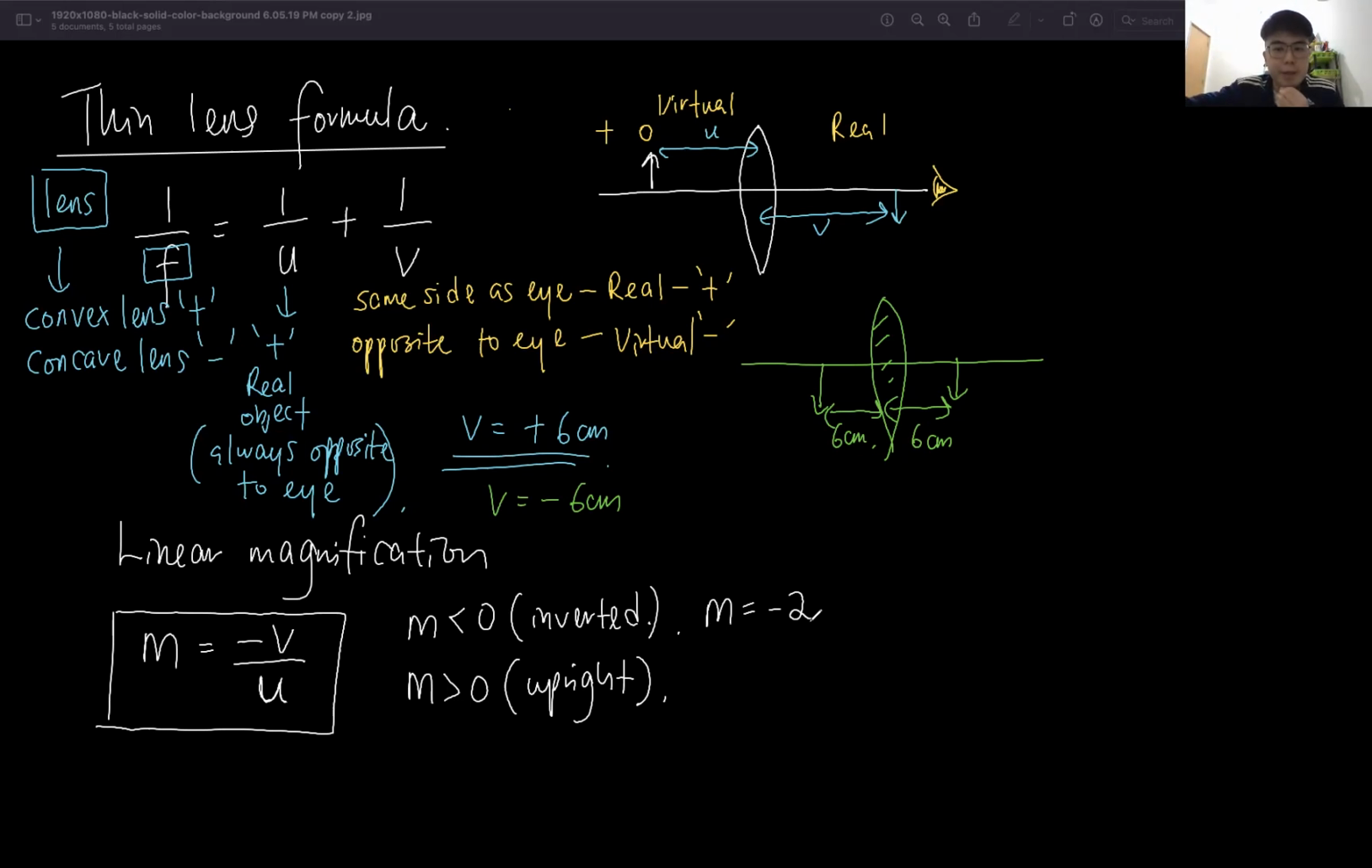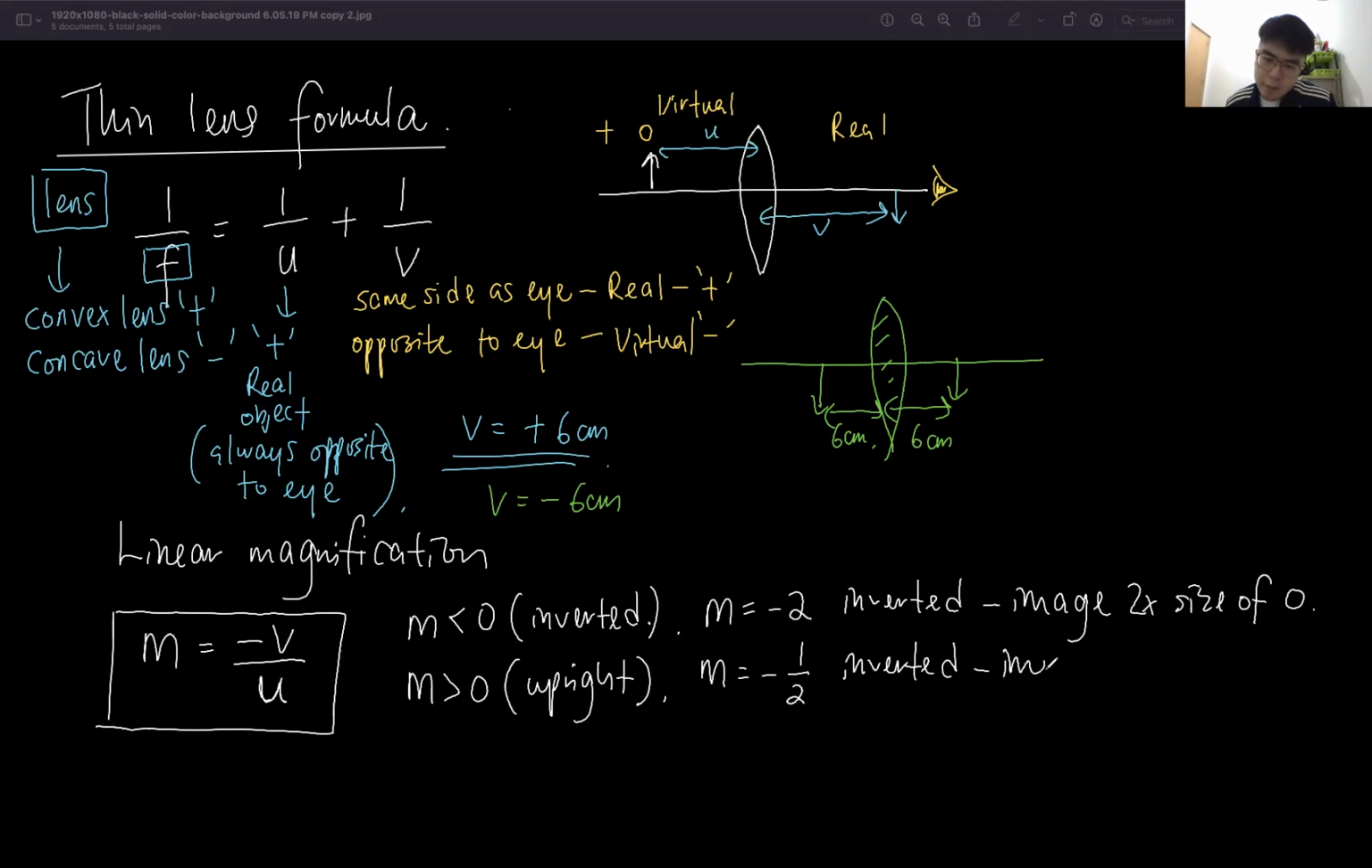How many times? If you get a fraction, like M equals -1/2, what does it mean? First, it is inverted. 1/2 means it becomes smaller. Fraction, it becomes smaller, that is diminished. So the image is half the size of the object. Let me write this down. Inverted, image twice the size of object. This is inverted, image half the size of object.